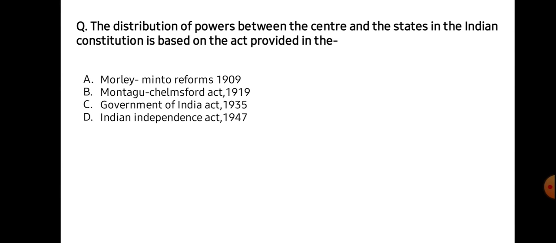See, the distribution of powers between the Centre and the states in the Indian Constitution is based on the Act provided in the Montagu-Chelmsford Act 1919, Government of India Act 1935, Indian Independence Act 1947. So the correct answer will be the Government of India Act 1935.